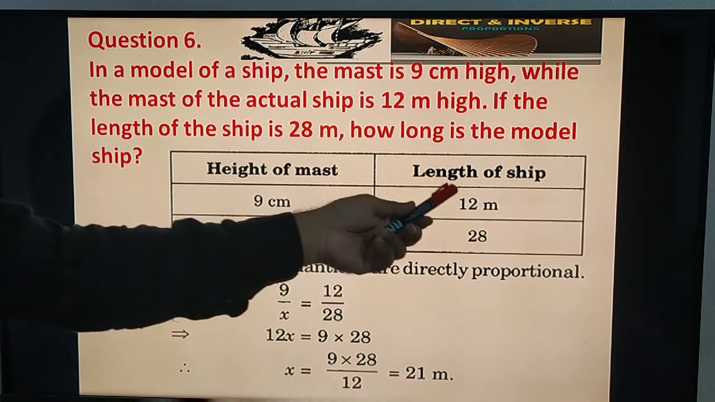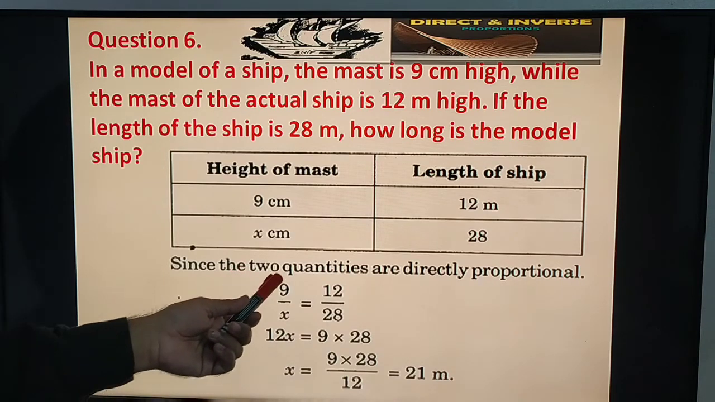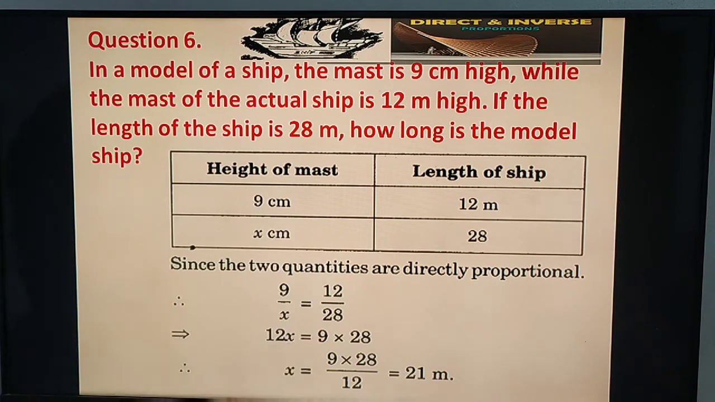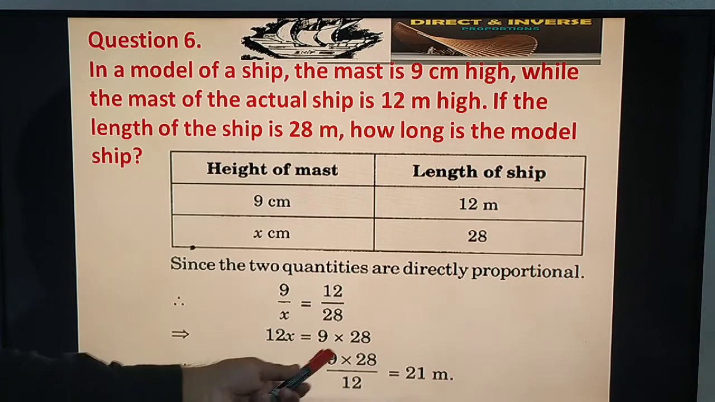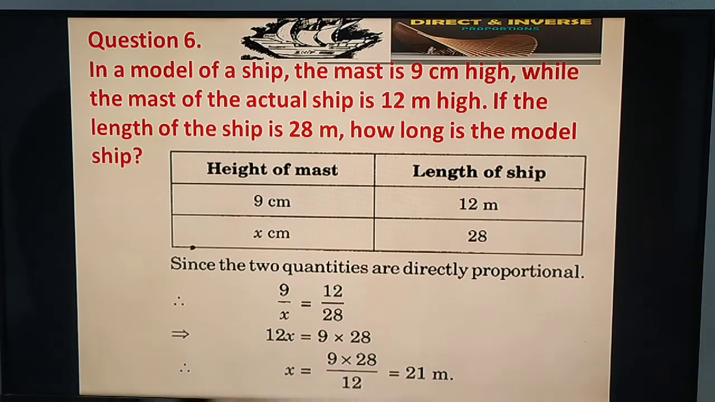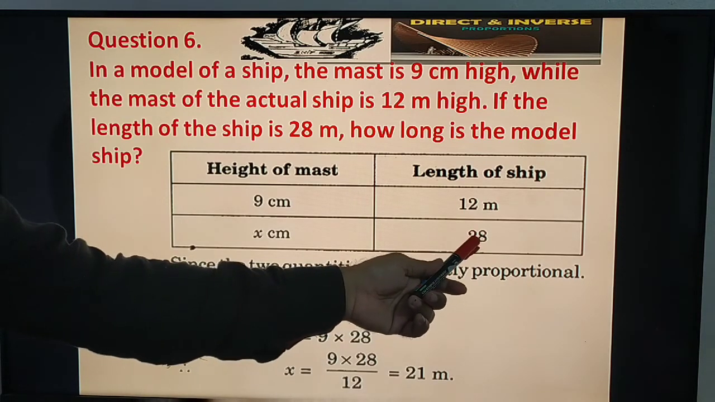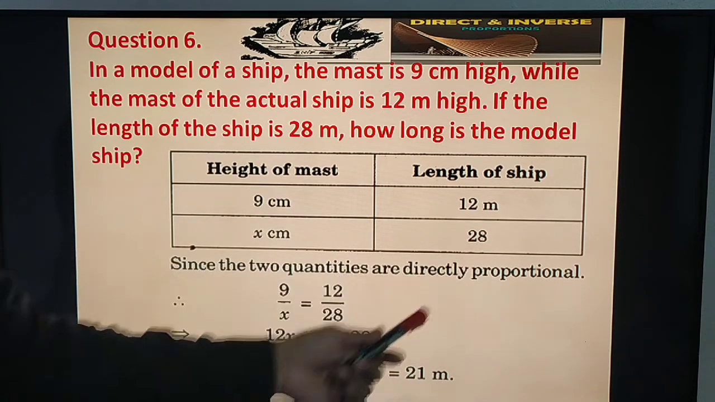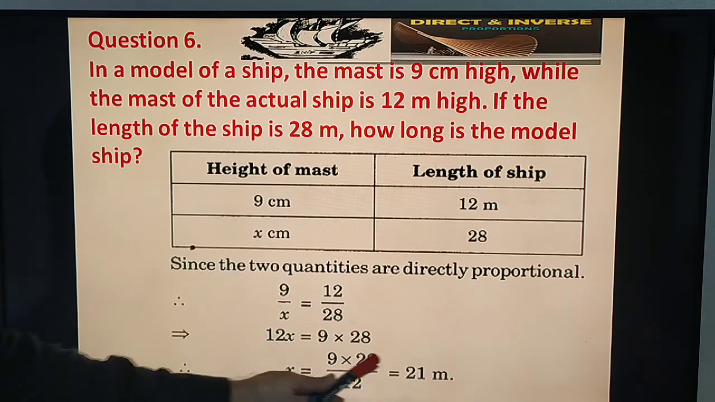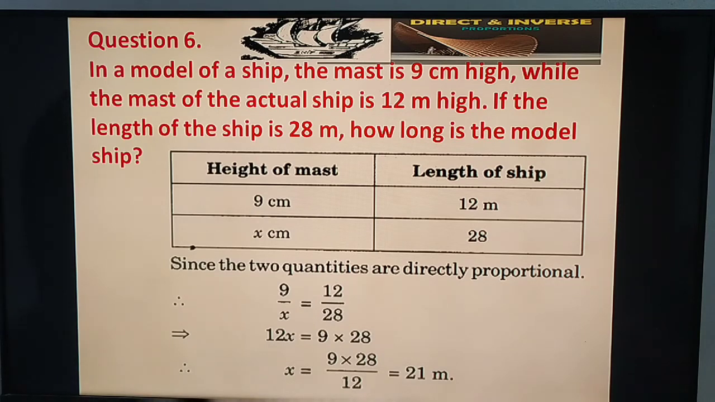So these two quantities are in direct proportion. So 9 by x equals 12 by 28. Cross multiplying, 12x equals 9 into 28. So x equals 9 into 28 by 12, that is equal to 21. If the actual height of the ship is 28 meter, then the height of the model is 21 centimeter. It is not meter, it is 21 centimeter. That is the height of the model.